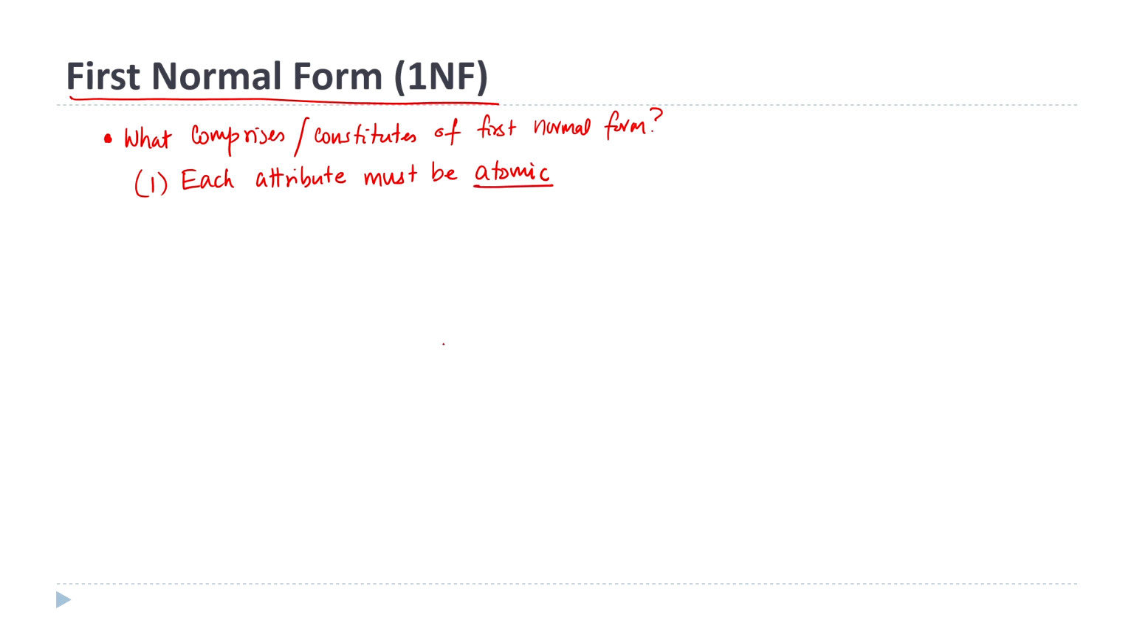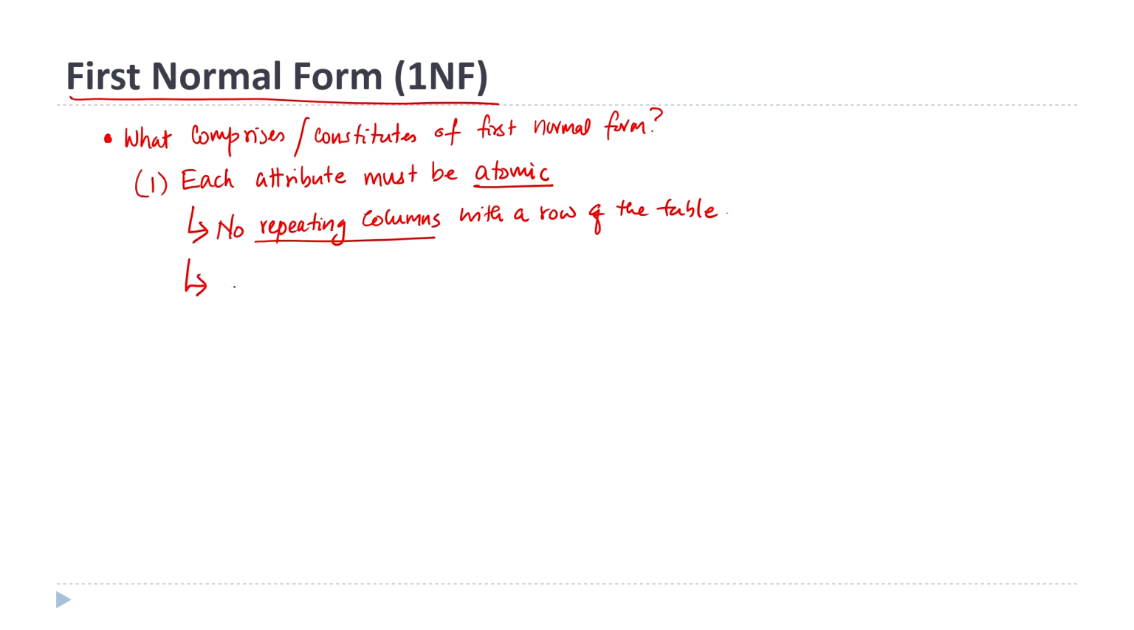What does it mean? It means two things. No repeating columns within a row of the table. So, you cannot have a column repeating. The first criterion is that for every row you cannot repeat the column. The same column cannot be repeated.